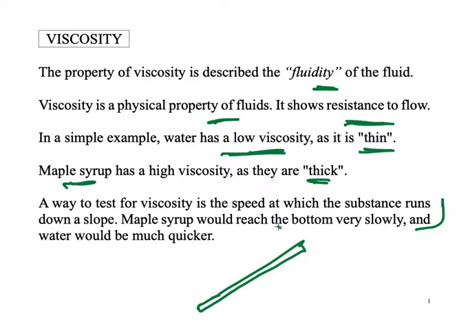For example, if you put water here, it will reach the bottom of the plane quicker compared to the maple syrup, because maple syrup has high viscosity, so it will flow down slower compared to water.